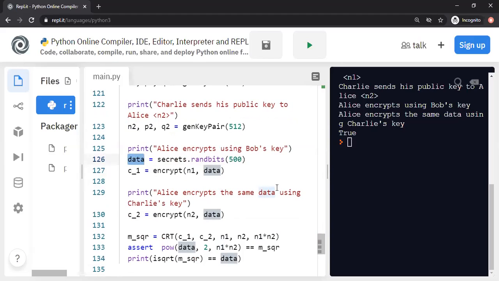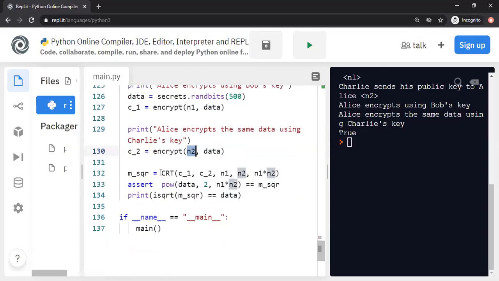to encrypt, and Alice is also going to encrypt the same data, this same data, using Charlie's key. That's why she's using N2. And now we apply the Chinese remainder theorem on all the public components. C1 is public because it's the output of the encryption function. C2 is also public, the output of the encryption function. N1 is a public key, N2 is another public key, and we multiply N1 and N2, it's public, of course.